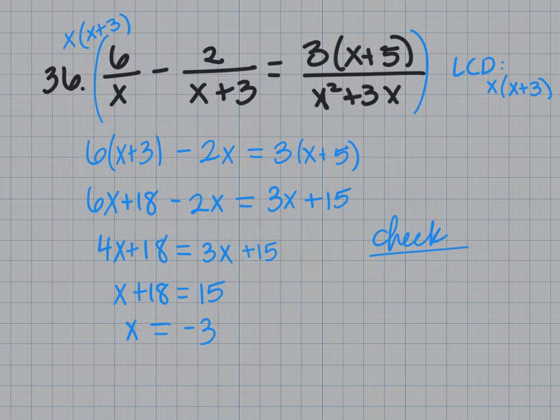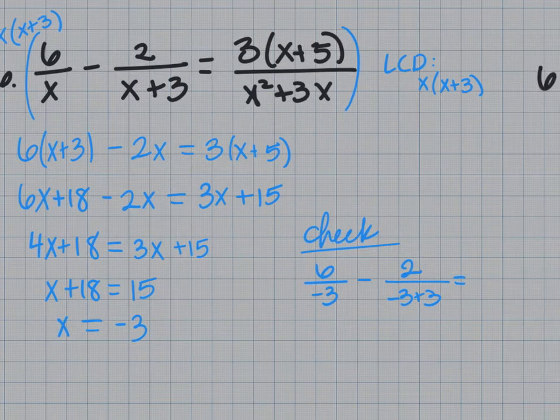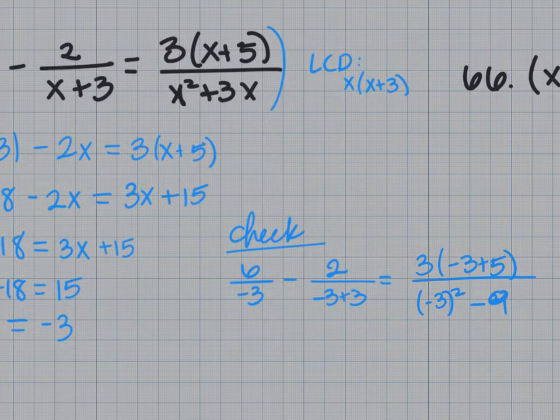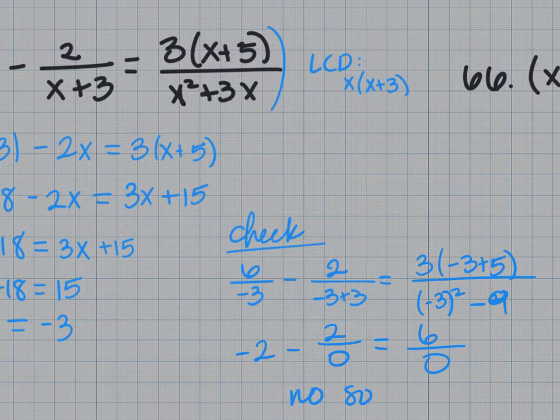So I get 6 over negative 3 minus 2 over negative 3 plus 3 equals 3 times negative 3 plus 5 over negative 3 squared minus 9, because that's 3 times 3. Okay. When I do this, I get negative 2 minus 2 over 0 equals negative 3 plus 5 is 2. 2 times 3 is 6 over 0. You cannot divide by 0, so this is not a solution. So our answer is no solution.